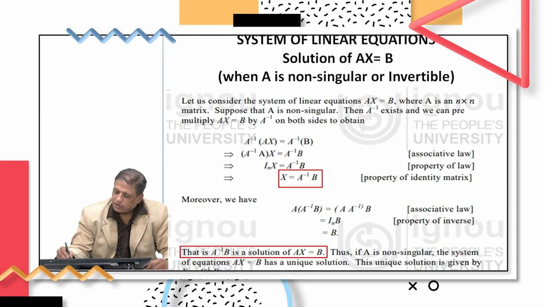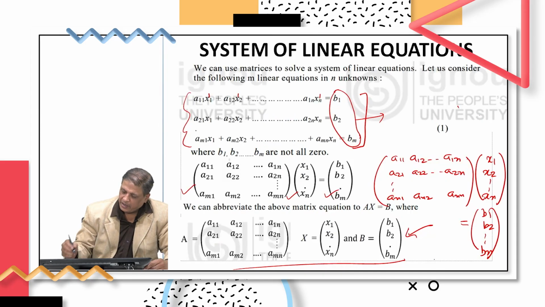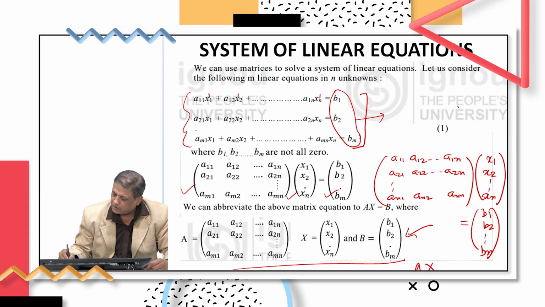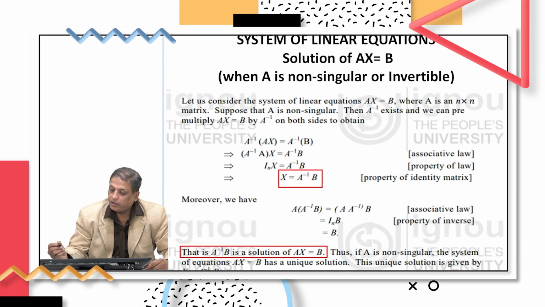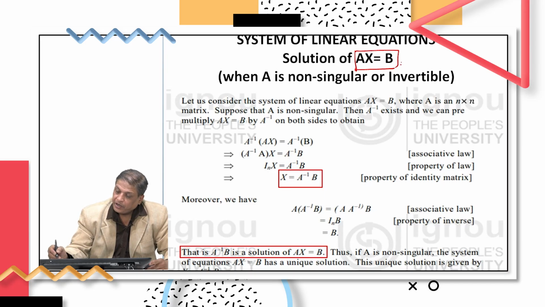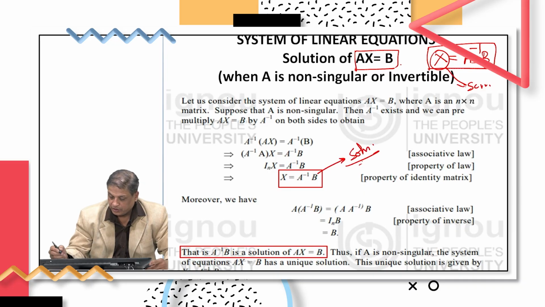Because we got the system of equation as Ax is equal to B, what could be the possible solution? X is equal to A inverse B. In order to solve the system of a linear equation when A is non-singular, that is invertible, we are using this expression Ax is equal to B, then X will be equal to A inverse B. So that means this is the solution of the system of linear equations.